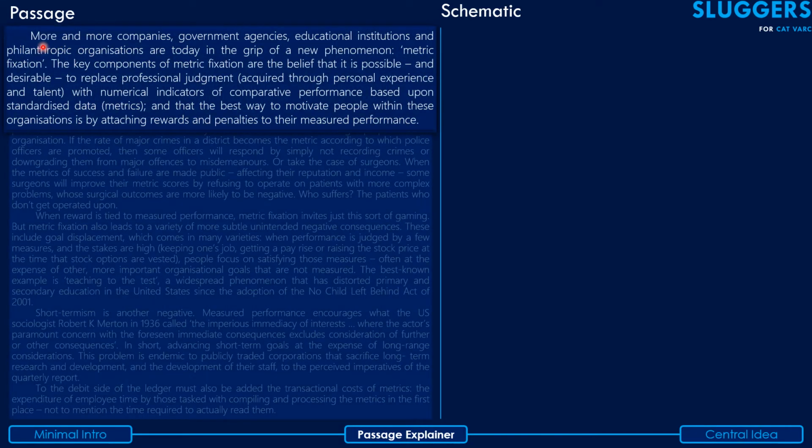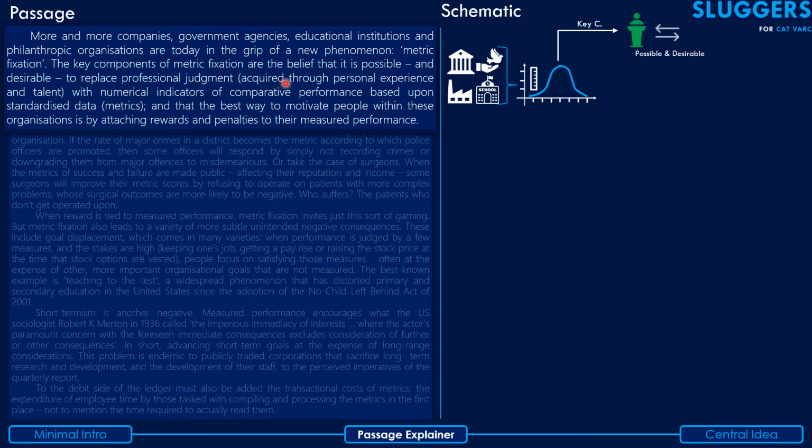More and more companies, government agencies, educational institutions, and philanthropic organizations are today in the grip of a new phenomena, metric fixation. The key components of metric fixation are the belief that it is possible and desirable to replace professional judgment acquired through personal experience and talent with numerical indicators of comparative performance based upon standardized data, metrics, and that the best way to motivate people within these organizations is by attaching rewards and penalties to their measured performance.